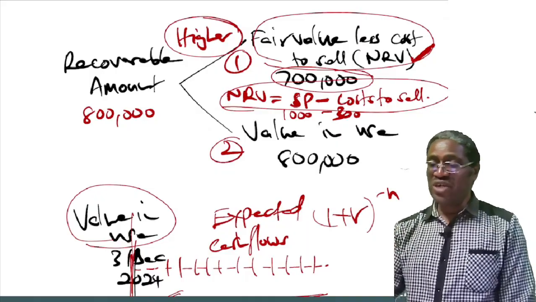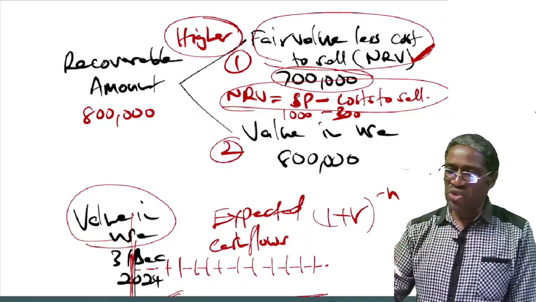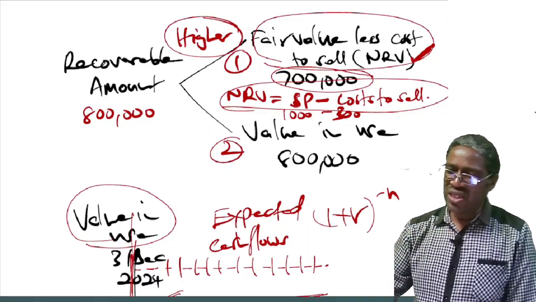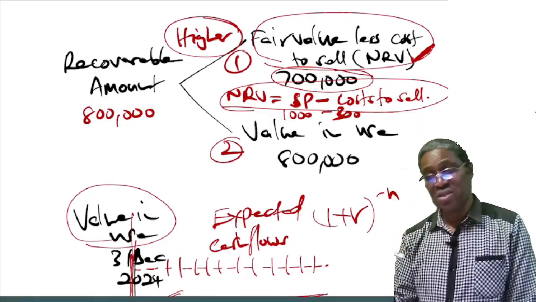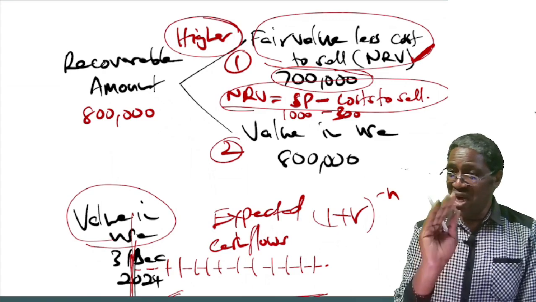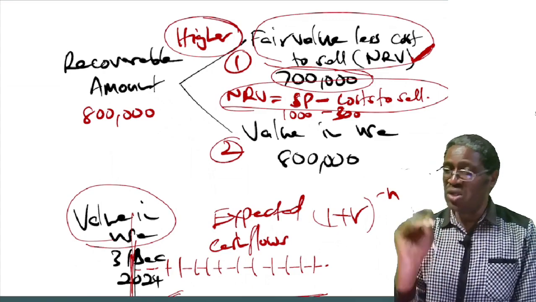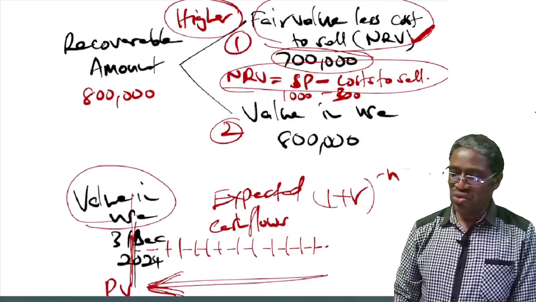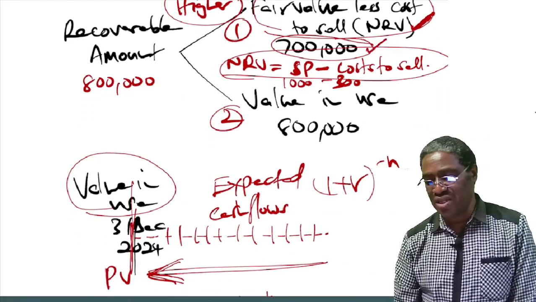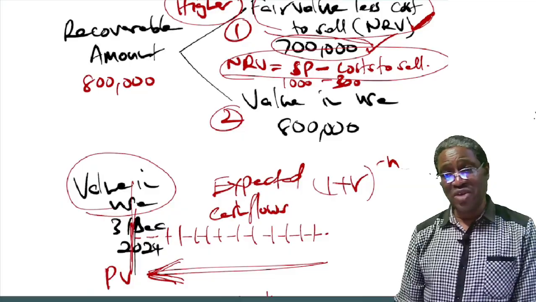They tell you somewhere down there that for you to sell this asset, it will cost 300,000 for transport and so on as the selling cost, whatever it is. So you don't use 1 million as the net realizable value. No, you have to calculate it. That's what we are saying. So assuming you got 700,000 as the net realizable value for the asset.